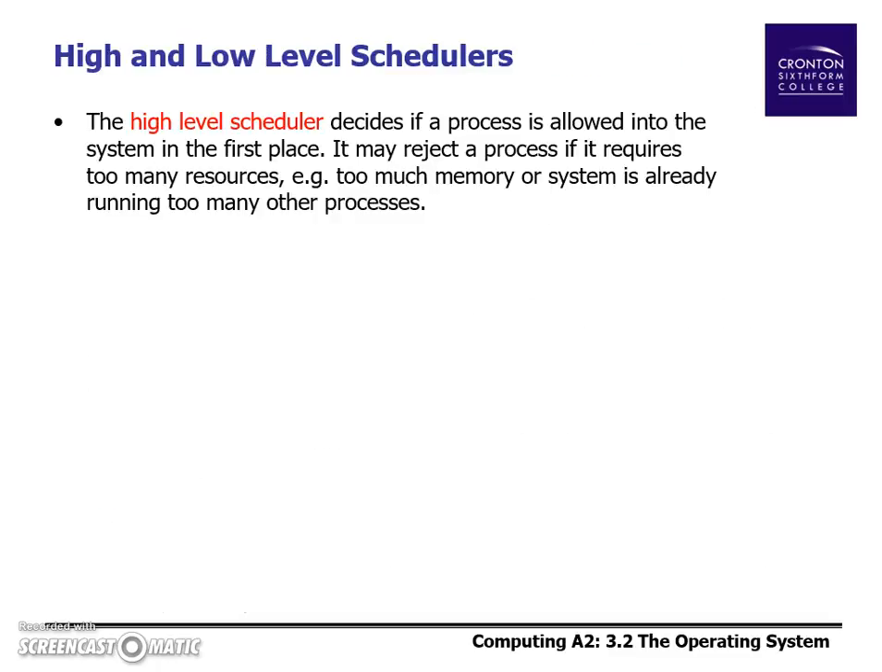Okay, so we've got high and low level schedulers. So the high level scheduler decides if a process is allowed into the system in the first place. It may reject a process if it requires too many resources, for example, too much memory, or the system is already running too many other processes.